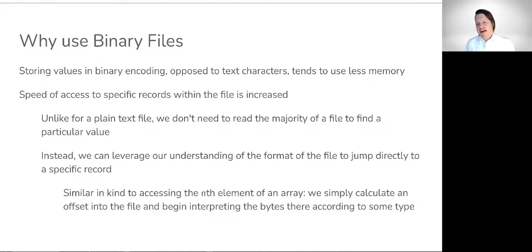So unlike for a plain text file, we're not going to need to read the majority of a file to find a particular value. Instead, we're going to be able to leverage our understanding of the format of the file. And if we do this properly, and if there's some sort of scheme to our coding, we'll be able to jump directly to a specific record within that file. This is going to be similar in kind, as I mentioned before, to accessing the nth element of an array. We simply can calculate an offset into our file because, again, it's just a sequence of binary at this point. We can jump to a specific point in it and then just begin interpreting the bytes according to some sort of type.